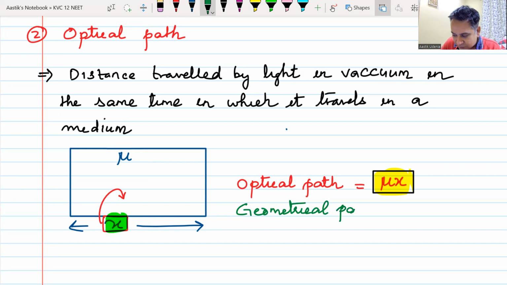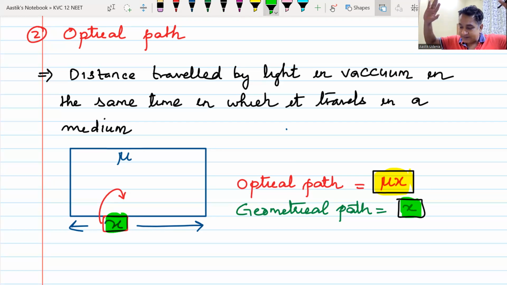This x is known as the geometrical path. This geometrical path is the actual distance traveled by light in that medium, but it is equal to mu x, which is known as the optical path. Do we understand this? Yes or no?